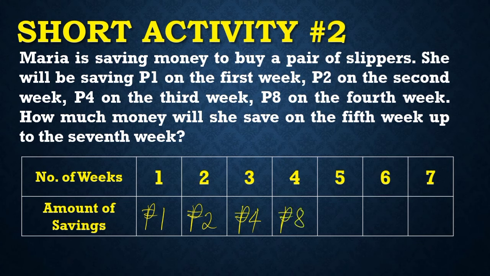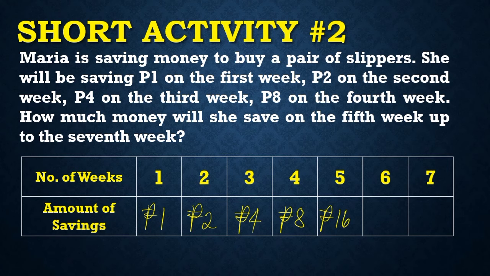And then, sa 5th week, paano natin makukuha yon? So, pansinin nyo yung mga naunang terms. So, 1, tas naging 2. And then, naging 4, naging 8. So, as you can see, dumodoble yung magiging savings ni Maria every week. So, ang gagawin lang natin sa 8, i-multiply natin sa 2.